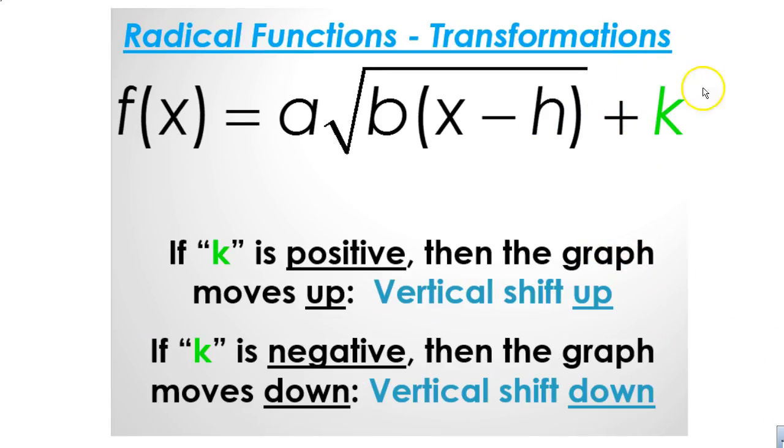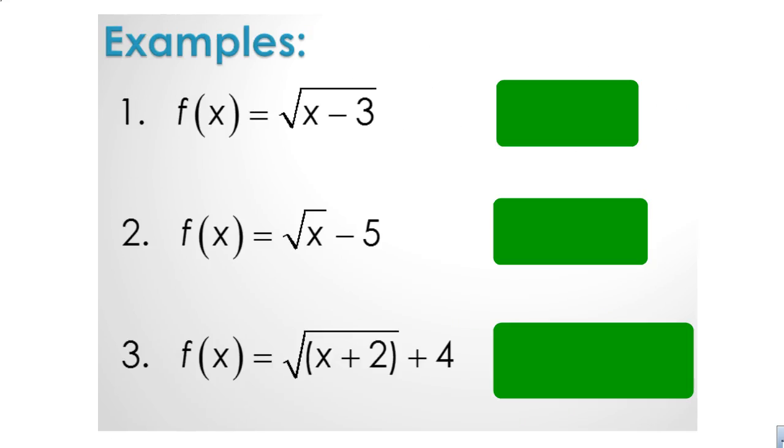k is outside of the radical. So now we're talking about up and down, not left and right. And it is exactly the way that you think that it should be. If k is positive, it's going to be a shift up the graph. If k is negative, it's going to be a shift down the graph.